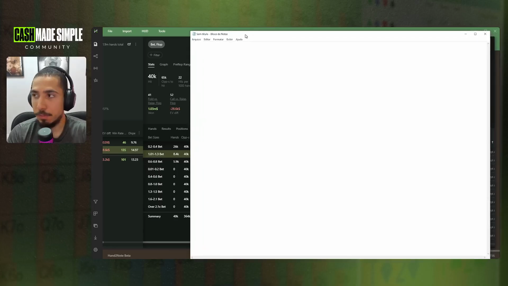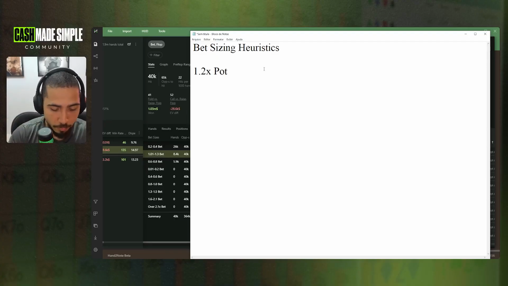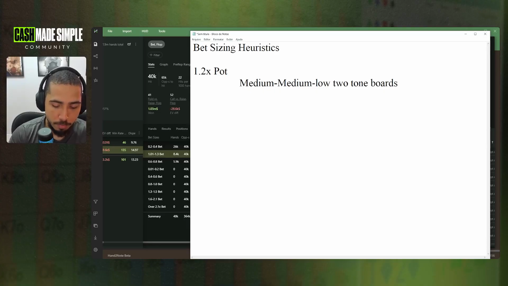And if you guys have studied with solvers, you're going to know this. So, bet sizing heuristics for button versus big blind flop Cbet node. In the 1.2x size, which are the board textures you're going to be using this on? Well, first of all, something like medium, low two-tone boards. Medium, low two-tone boards are classic boards where you should be using the 1.2x size.